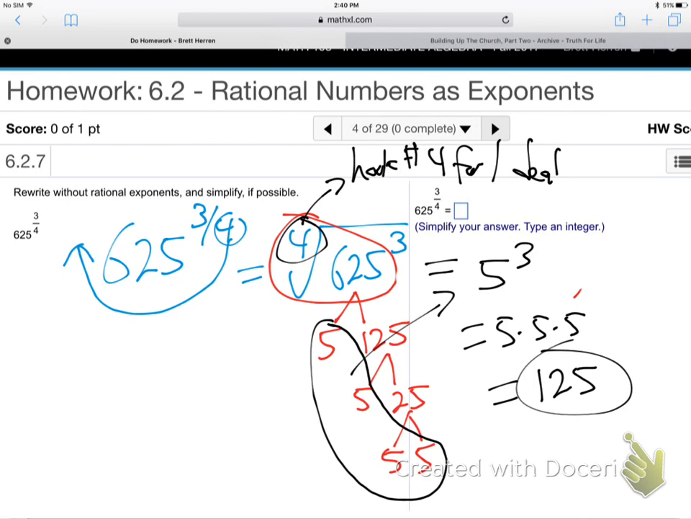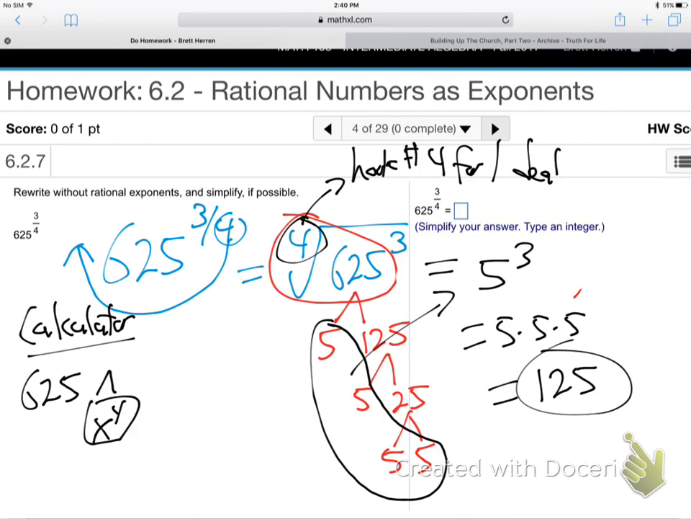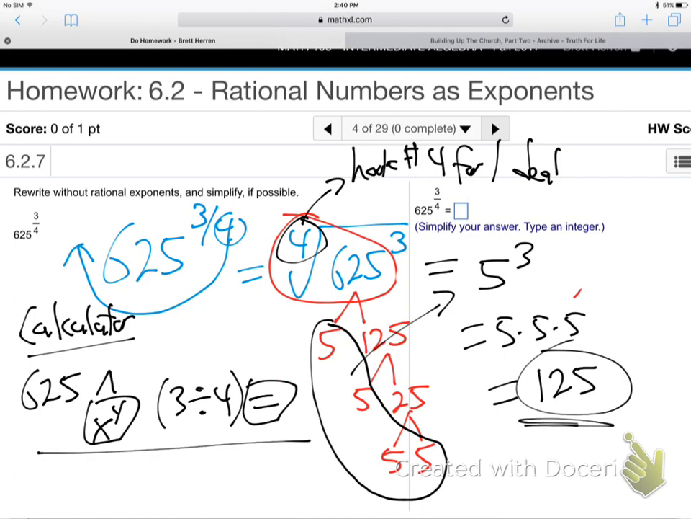Is that good? Now, the other option is to do it all on your calculator, which you'll probably like this option. Calculator, just take 625 to the power. Now, power buttons are different on different calculators. You might have an up arrow, or you might have like an X to the Y button, and then you've got to go parenthesis 3 divided by 4 parenthesis equal. Depending on your calculator, some you don't have to. Anyway, type that in, see if you can get 125. So 625 to the power, parentheses 3 divided by 4, equals. You should be able to get 125.